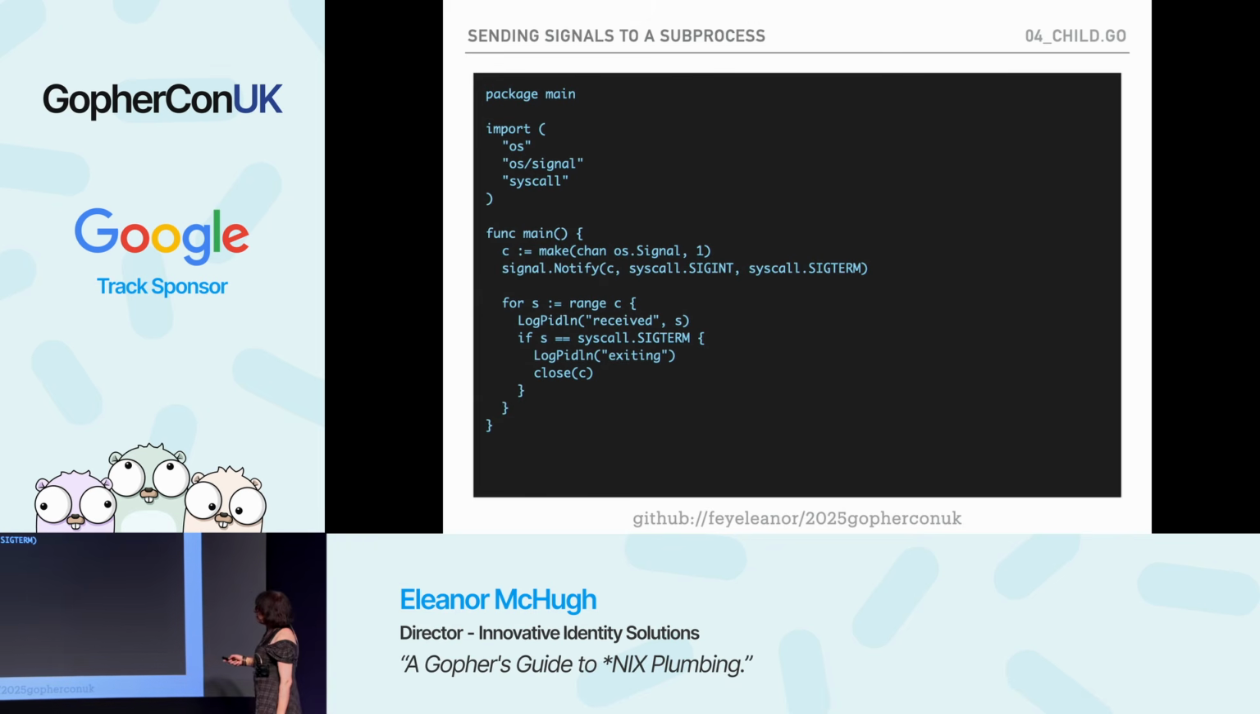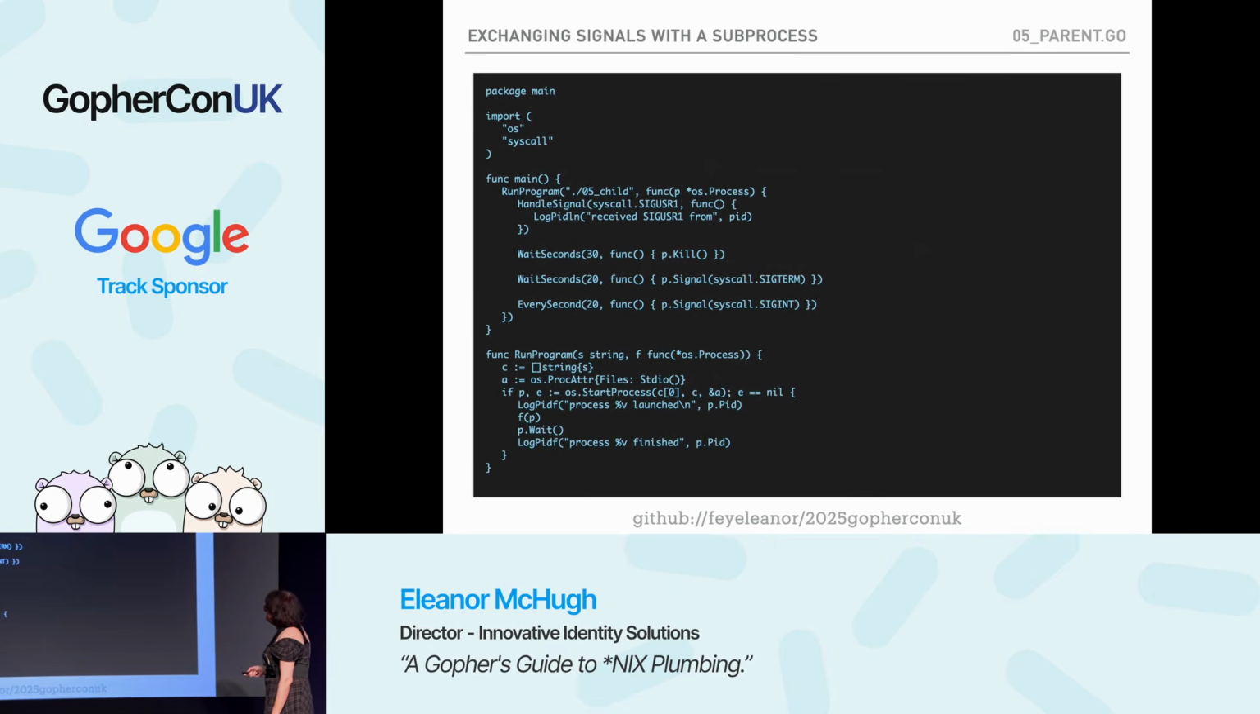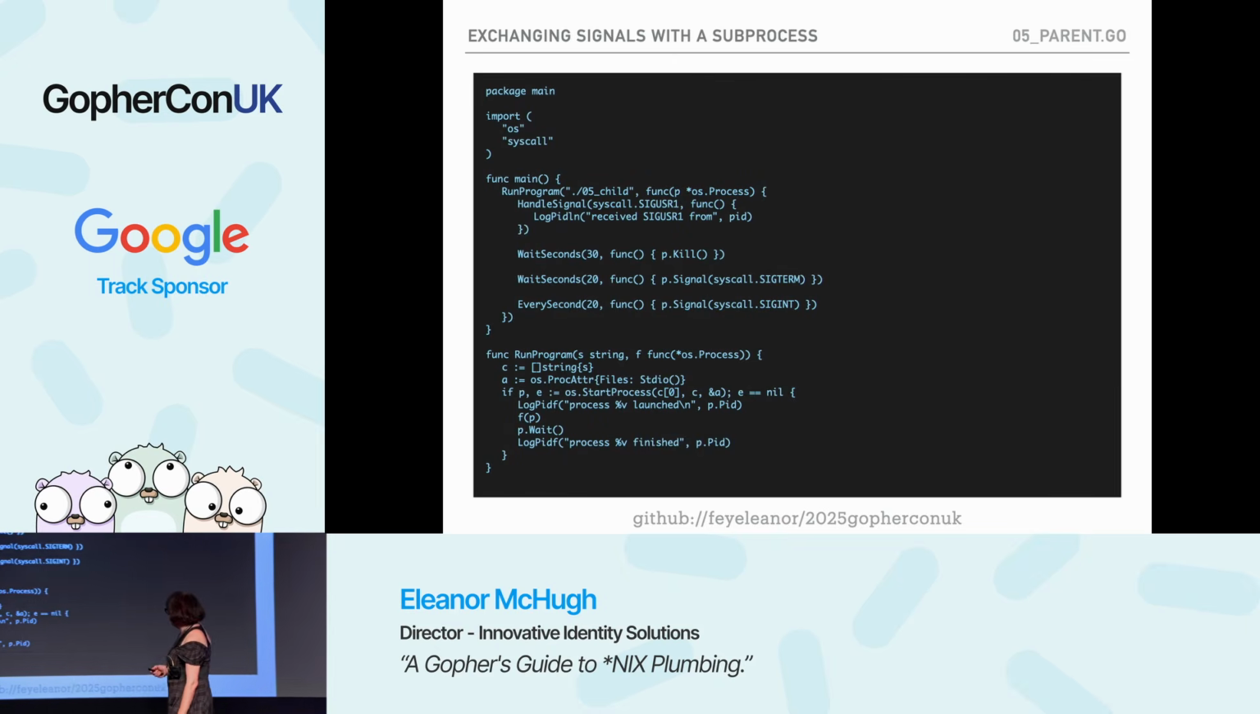But down here, you just range on that channel of incoming signals. And then if it happens to be a sig term, we will close the channel, which will then mean that we stop ranging on the channel, which will mean that we then exit the program. And when we exit the program, then obviously the parent process goes, program is ended. Right. If we get to that point.